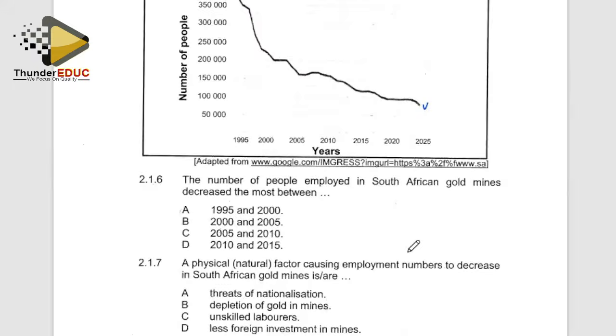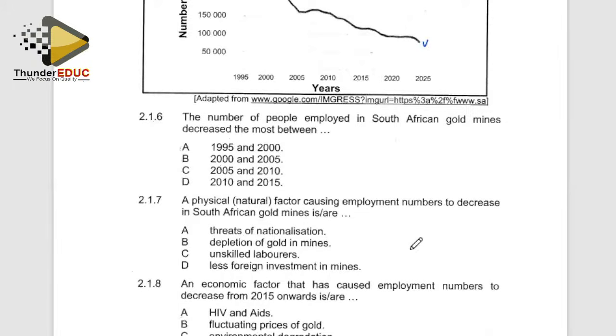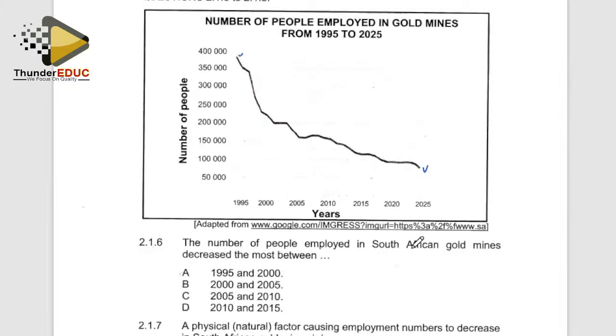The number of people employed in South African gold mines decreased the most between which years? We are asking where we have a steep drop, or a steep gradient, on our line graph. If we check here, from this point to this point, it's very steep. So what is the time frame? We can see that it is around 1995 going to around 2000. So this era is the one that experienced a sharp decline in the number of workers employed.